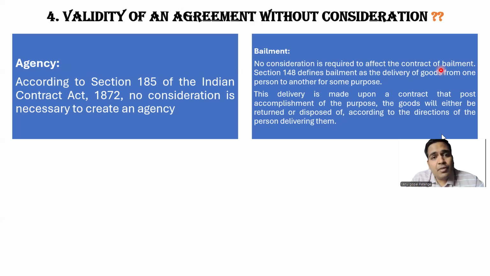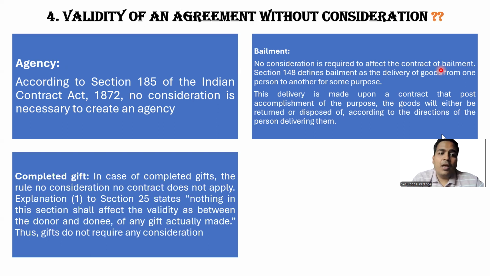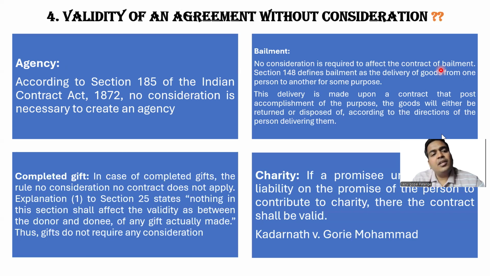So these are the two types where you have a valid agreement without consideration. Completed gift: there are donor and donee, there is a charity which you pay, there is a completed gift. In these cases, there is no consideration. You just pay the money, and there is no consideration from the other party. You just give the gift, not expecting something. You just give some charity, not expecting something. In these cases it is a valid contract, but there is no consideration involved. So there is agency, bailment, completed gift, and charity.